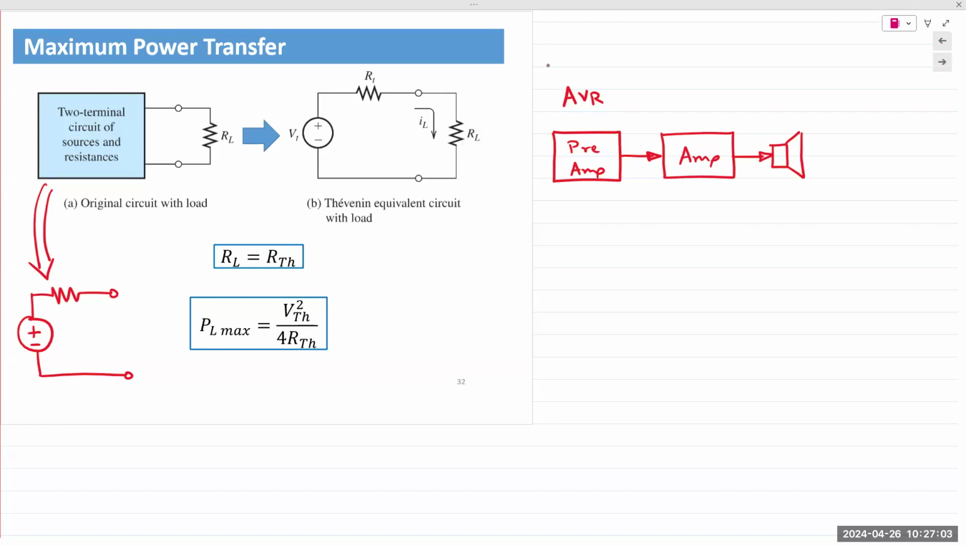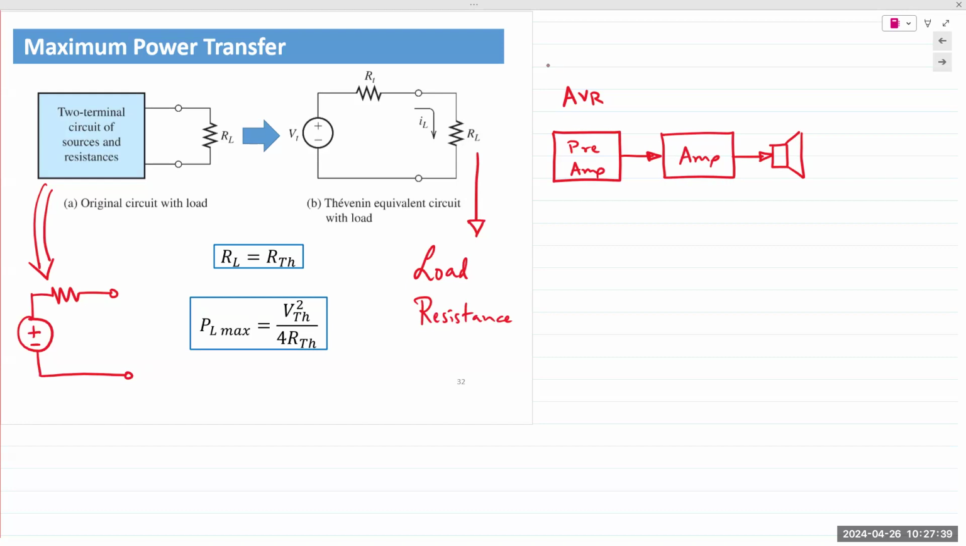So again, as I was saying, the Thevenin resistance of one circuit should match the resistance of the succeeding stage. In that case, maximum power will be transferred from one stage to the next. RL, meaning the load resistance, should match the Thevenin resistance of the preceding circuit. RL here is simply noting the load resistance.